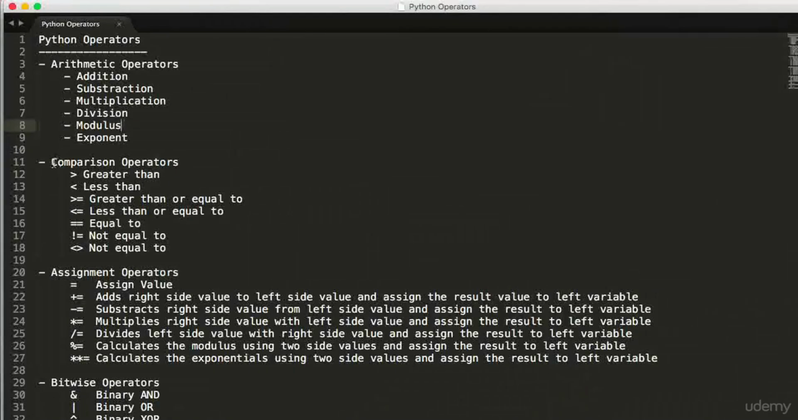Let's enter into comparison operators. So what are comparison operators? Comparison operators are used to compare the values on both sides of it. They are also called relational operators.